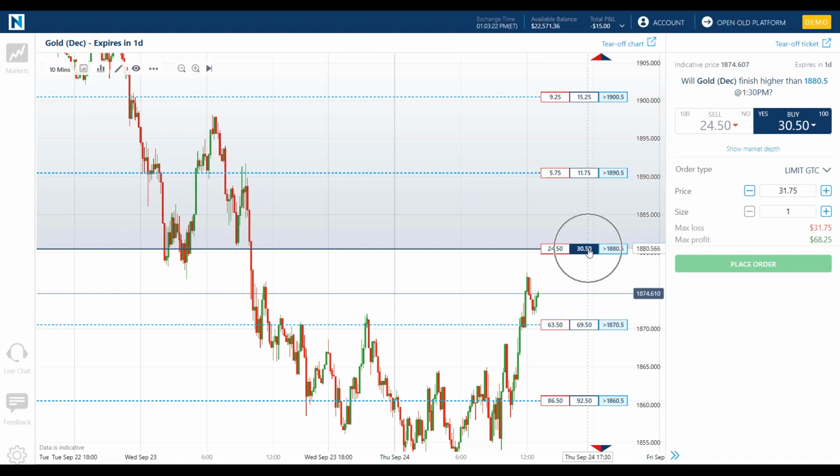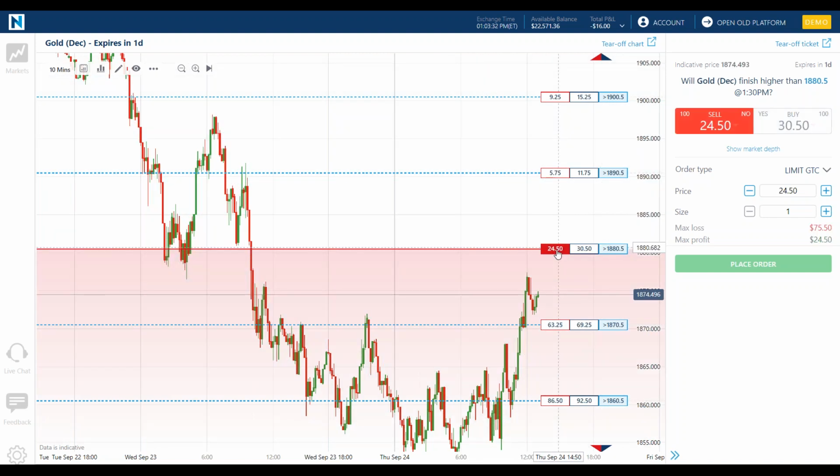Notice if I'm going to buy it, it turns my chart blue where I need it to settle for this to be a profitable trade. If I didn't think it was going to get above 1880, I thought it might rally but not get that high, I could always sell this. All right. And if I sold it at 28 instead of buying it, I could potentially make $28. It needs to stay in this red zone. But if it goes and it does settle above, it goes to 100 and I would lose 72.